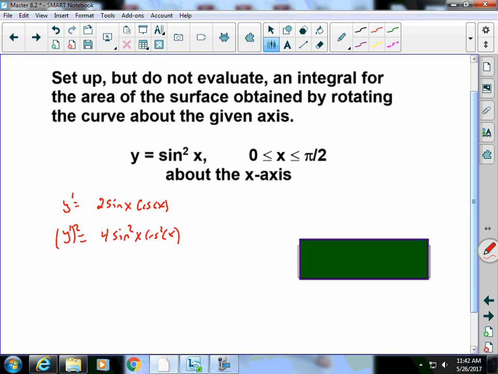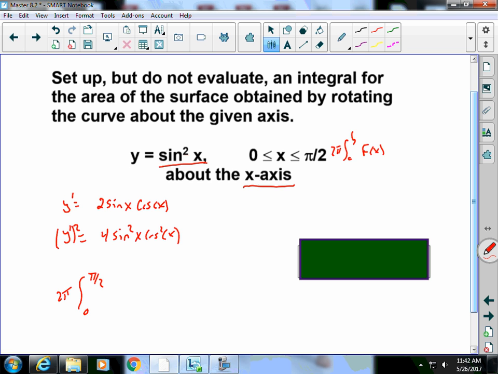All right. So let's see. I'm going around the x-axis, and I'm in terms of x. I'm going to go from 0 to pi over 2. And this is the style. Since I'm doing this function, it's an a to b, 2 pi out here. All right.